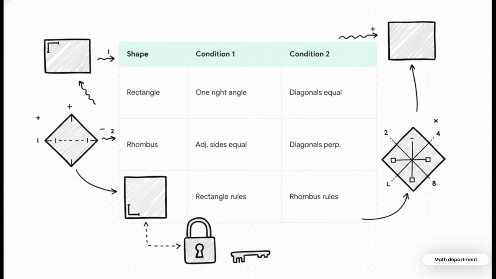If you have a parallelogram, you can pull 2 different levers to change it. If you give it just one right angle, or if you force its diagonals to be equal, it snaps into a rectangle. If instead you make 2 adjacent sides equal, or force the diagonals to cross at 90 degrees, it transforms into a rhombus. And the ultimate transformation? If a shape fulfills both the rectangle conditions and the rhombus conditions at the same time, it becomes a square. Memorizing this table is absolutely the key to unlocking almost every quadrilateral geometry problem you're going to face.